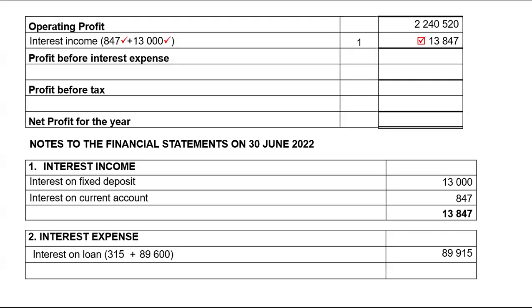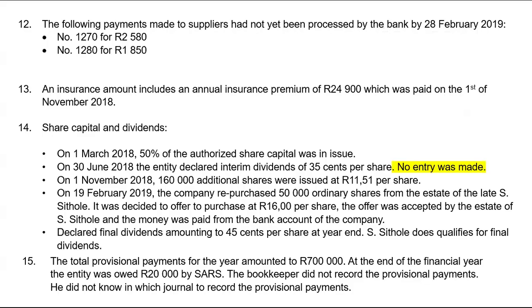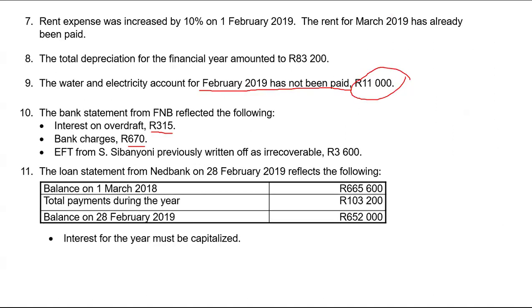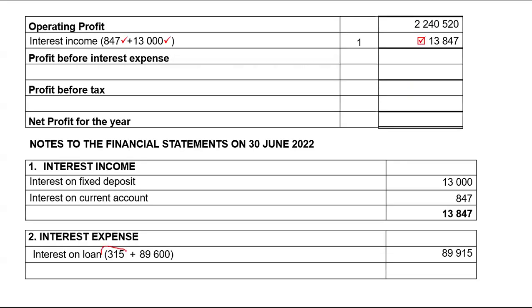Okay, I'm going to go back to it and just read it carefully. Interest on overdraft, which is 315. So that is your interest expense. We included it under interest expense. There it is. And then we added our interest expense that we calculated, which was the interest on loan. It'll give us our total interest expense of 89,915. I don't know why I added it with interest on loan. I could have shown it separately as interest on overdraft.